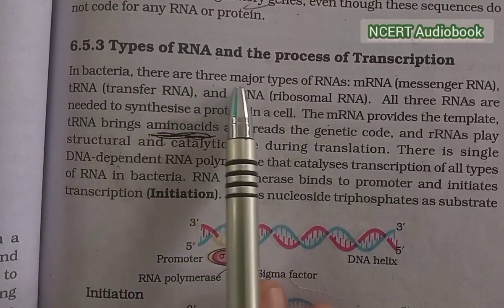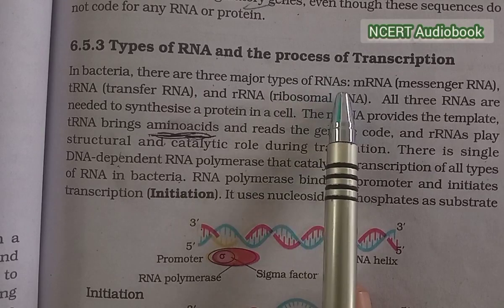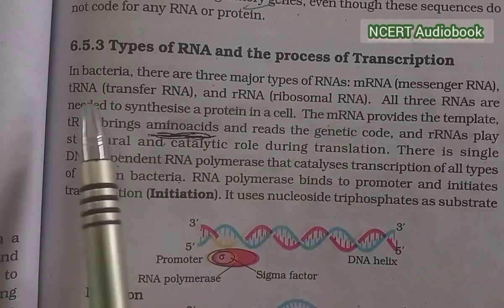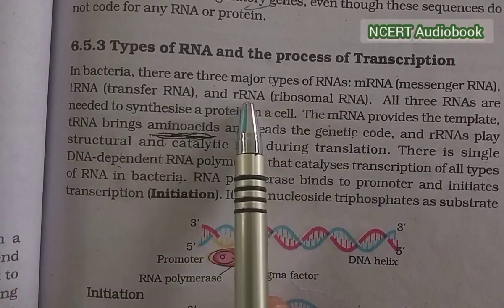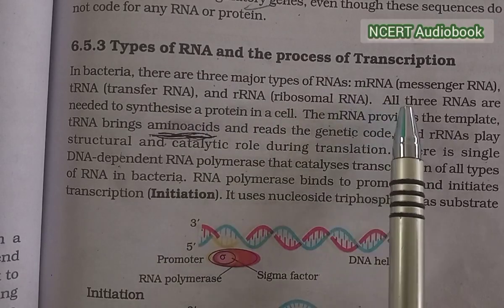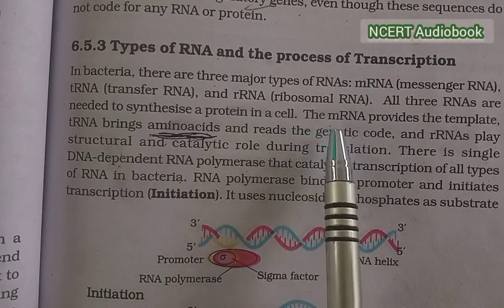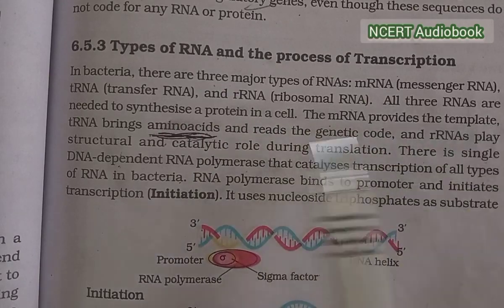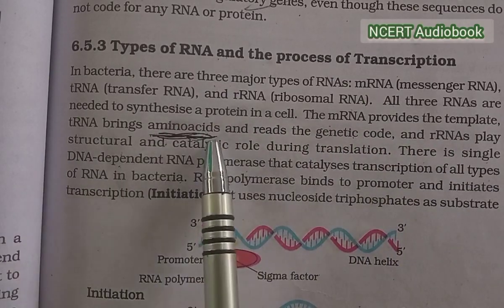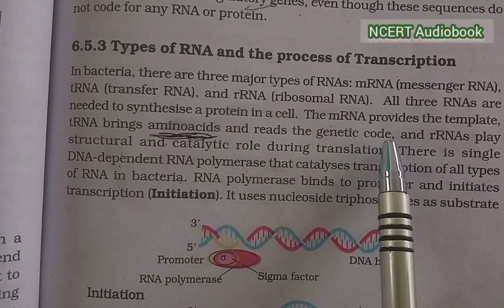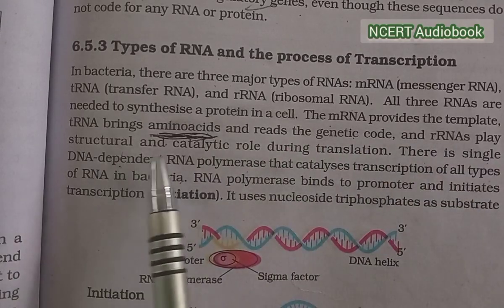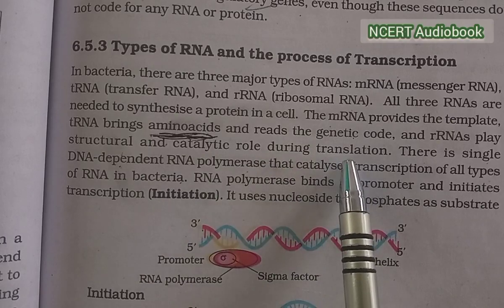In bacteria, there are three major types of RNAs: mRNA, messenger RNA; tRNA, transfer RNA; and rRNA, ribosomal RNA. All three RNAs are needed to synthesize a protein in a cell. The mRNA provides the template, tRNA brings amino acids and reads the genetic code, and rRNA plays a structural and catalytic role during translation.